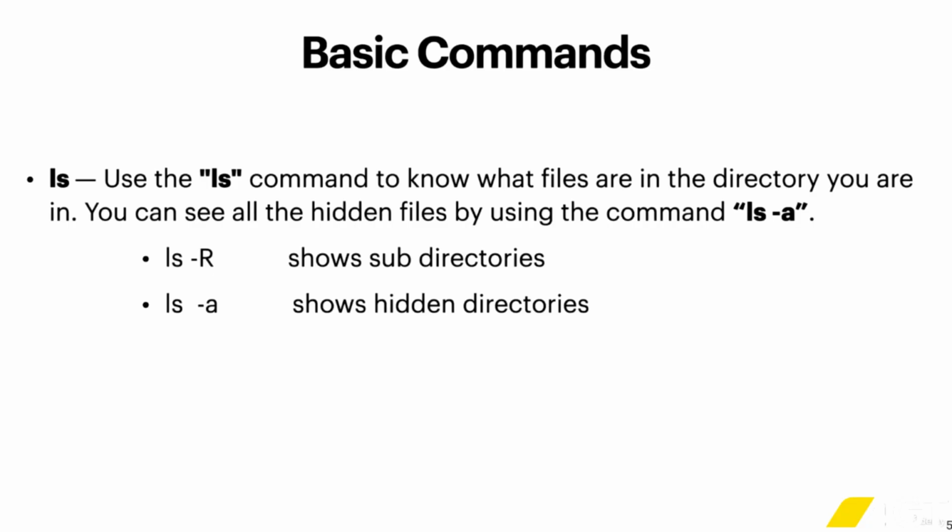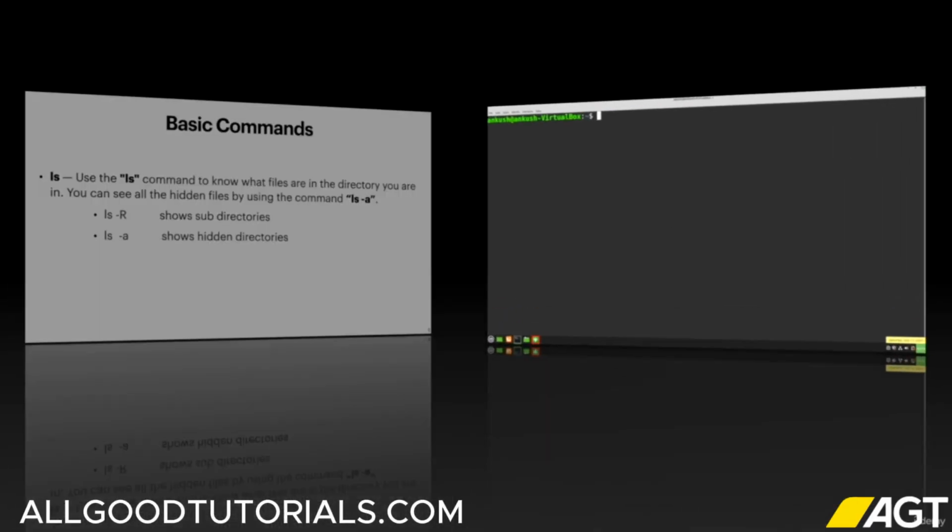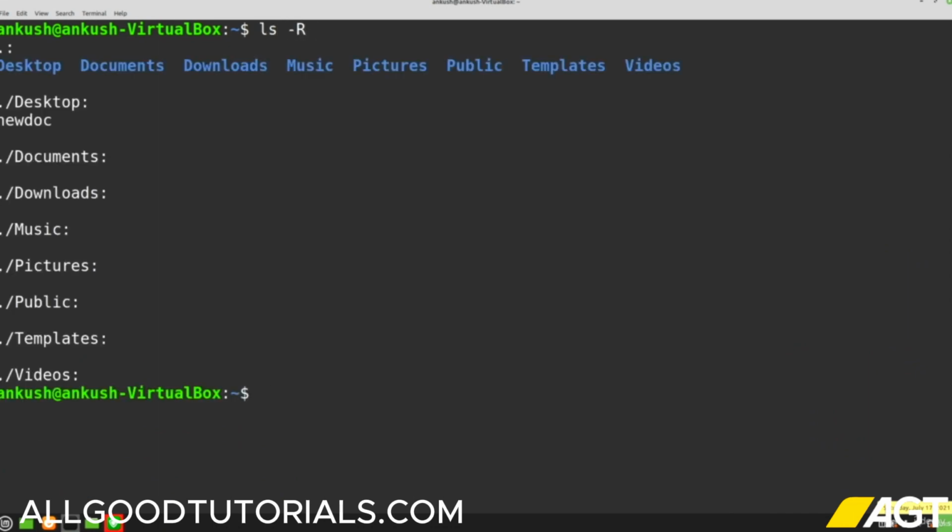We just looked at the ls command, which lists out all the directories and files inside the present working directory. Now let's have a look at some variations of this command. If we want to see the files inside the folders which are inside our present working directory, we will use ls space -R. Let's have a look how it works. I'll write ls space -R, press enter.